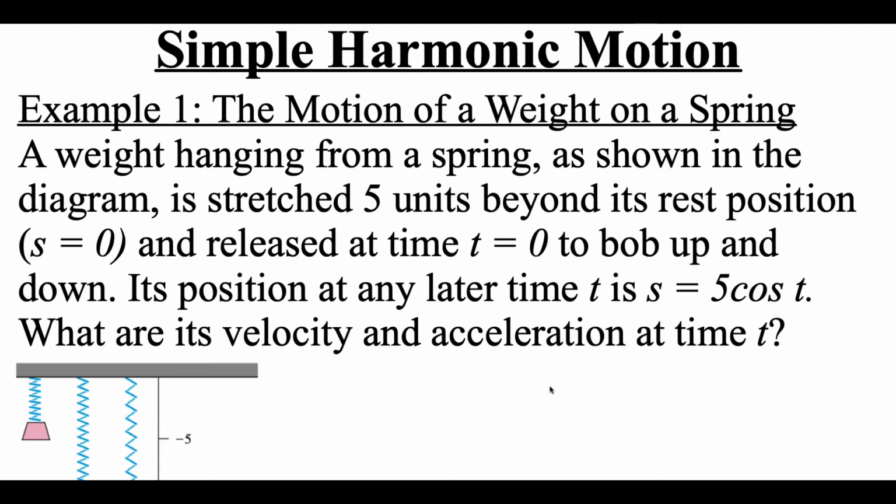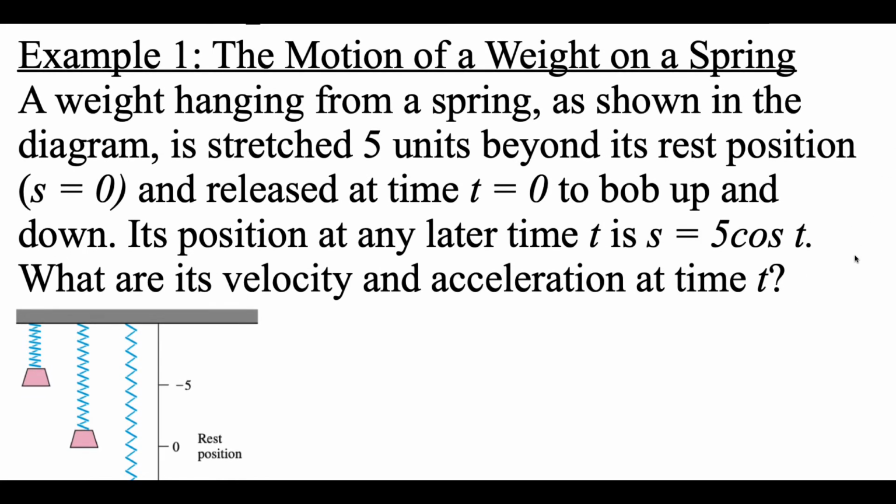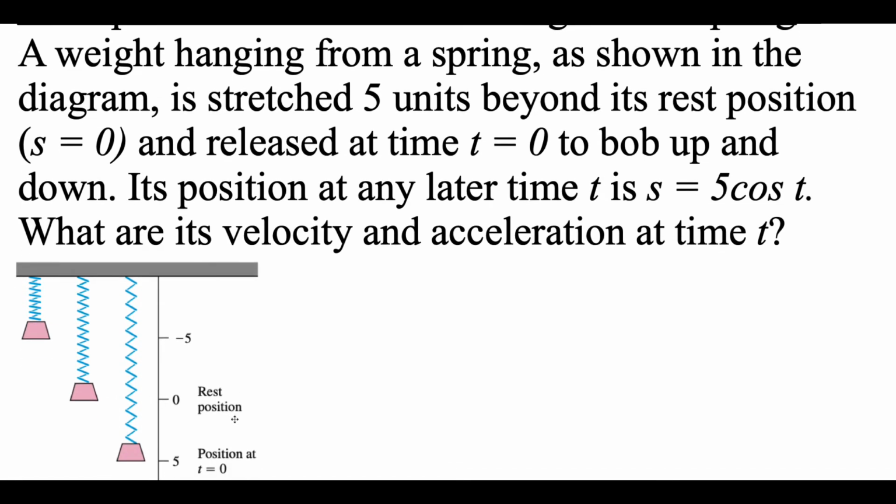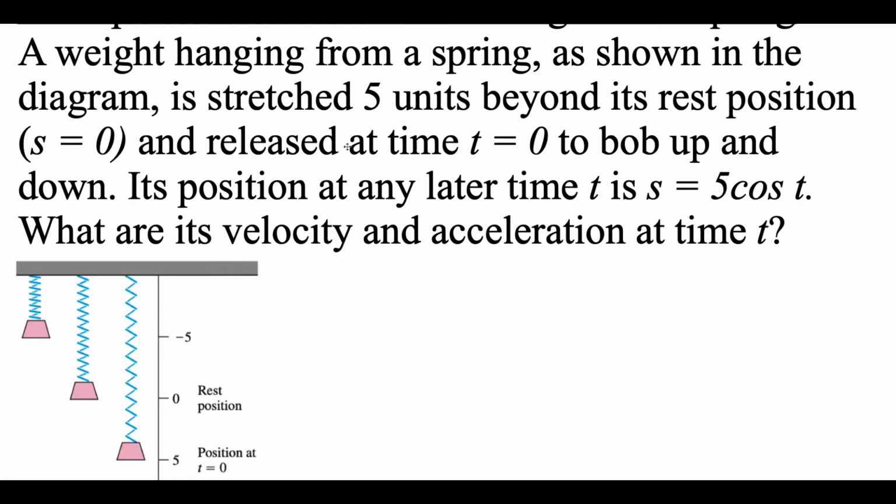In this example, we're going to look at the motion of a weight on a spring. We've got a weight hanging from a spring, as shown in the diagram down below. It's stretched 5 units beyond its rest position. In this equation, we're going to use S to represent the position of our weight. At an S value of 0, right here, that middle equilibrium between the maximum point and the minimum point. It's released at a time of 0, and it bobs up and down on this spring. Its position at any time, t, can be modeled with the equation S equals 5 cosine of t.